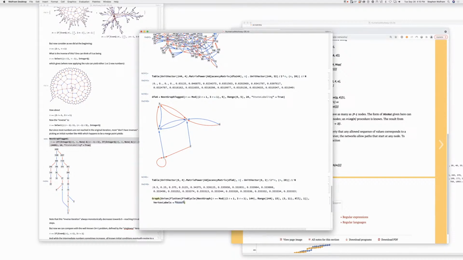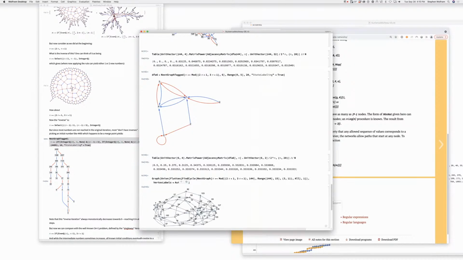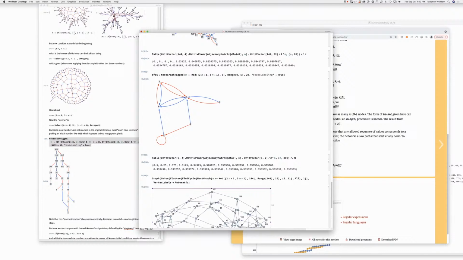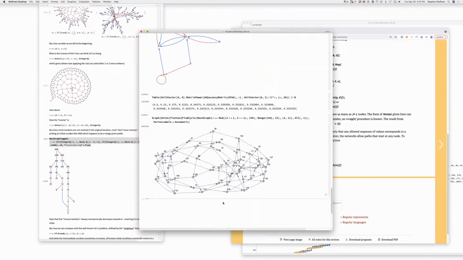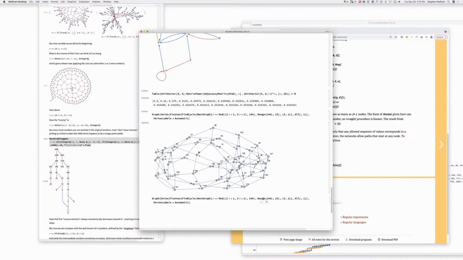Could you please start using automatic rather than quotes name? We made that change like 5 years ago, Ed. So that's the graph if you use everything. And if you change range 144 to 1, you get the exact same graph.